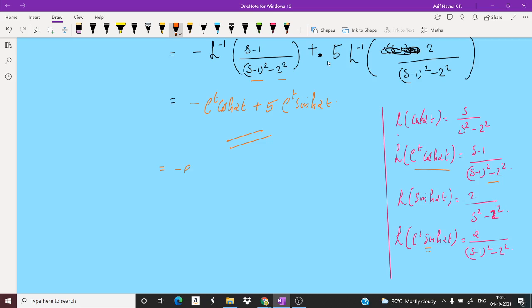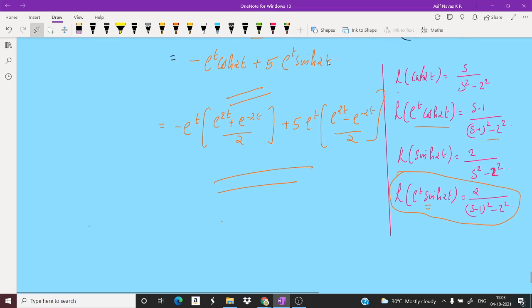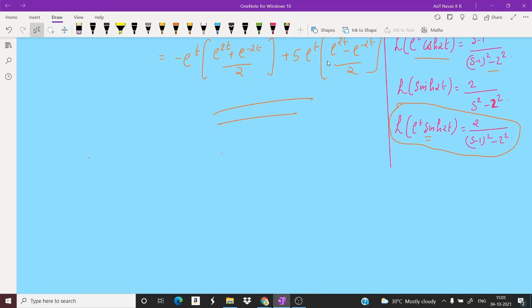You can write e raised to minus t into cosh 2t, where cosh 2t is e raised to 2t plus e raised to minus 2t divided by 2, plus 5 times e raised to t into e raised to 2t minus e raised to minus 2t divided by 2. So you can simplify this. Here we are taking the inverse Laplace transform using the first shifting property. Now we will do more problems. Sometimes we cannot do this.